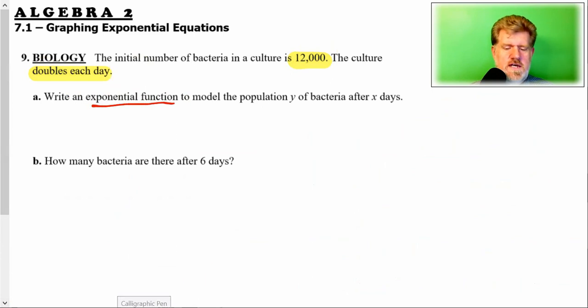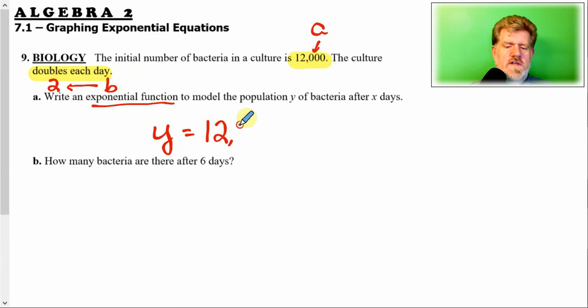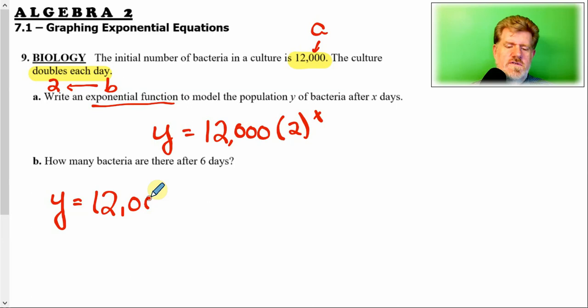So what does that mean? That means that's the A value. And the B value is double, which means 2. That's your B value. So your equation is actually going to be 12,000 times 2 to the x. We're doubling it every day. So the question is, after 6 days, how much are you going to have?